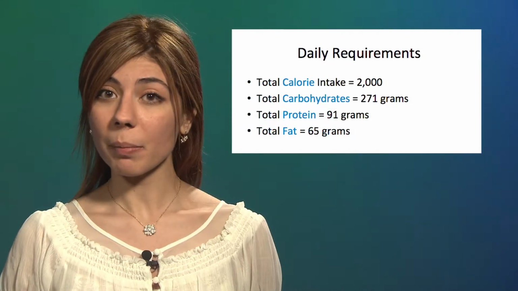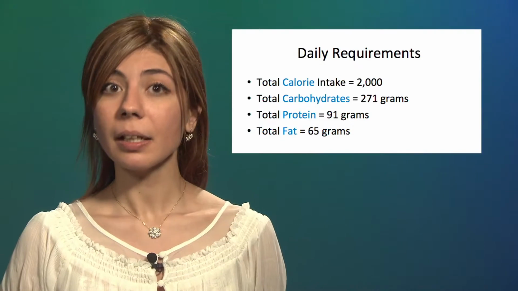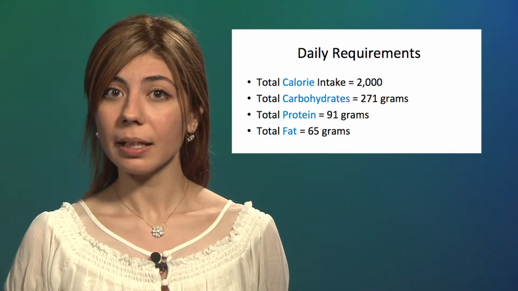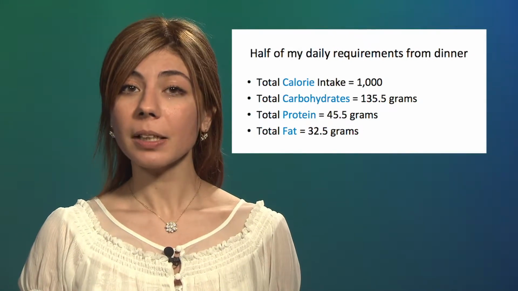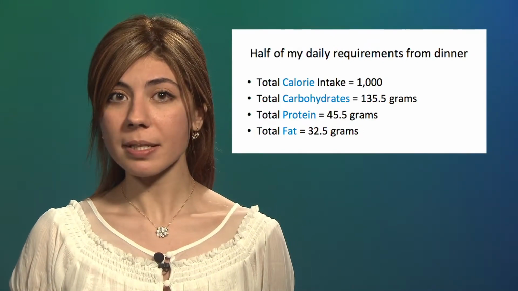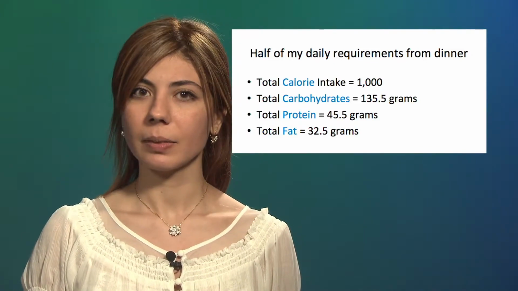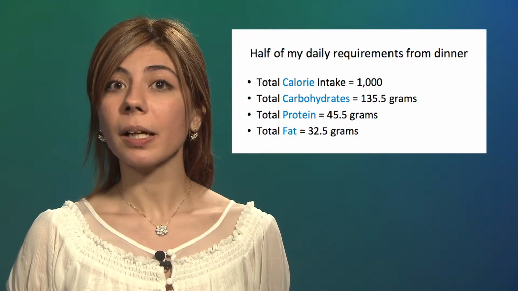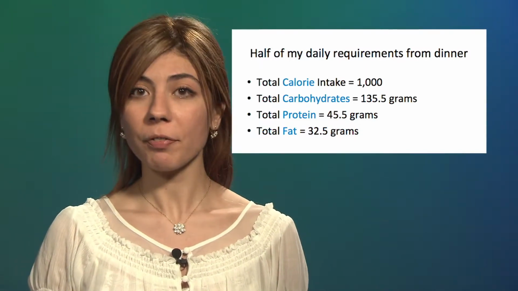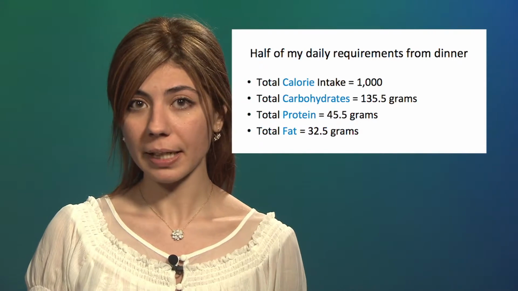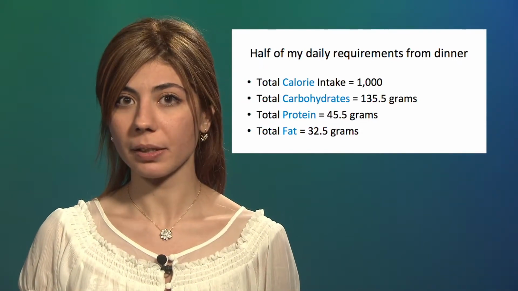My daily requirements are 271 grams of carbohydrates, 91 grams of protein, and 65 grams of fat. This dinner will cover half of my daily requirements, so the calorie intake should be at least 1000. I should consume 135.5 grams of carbohydrates, 45.5 grams of protein, and 32.5 grams of fat from this dinner.